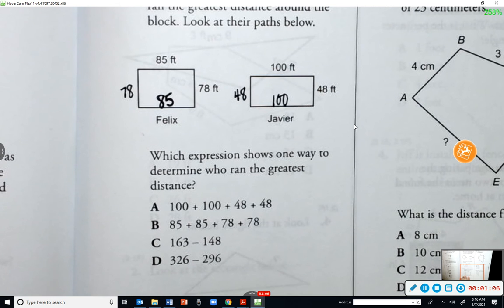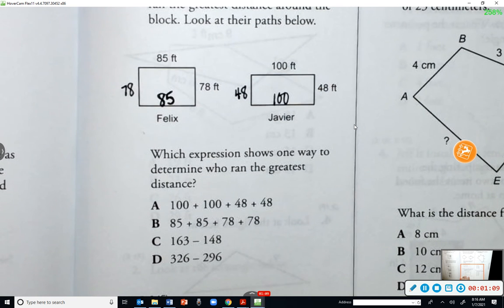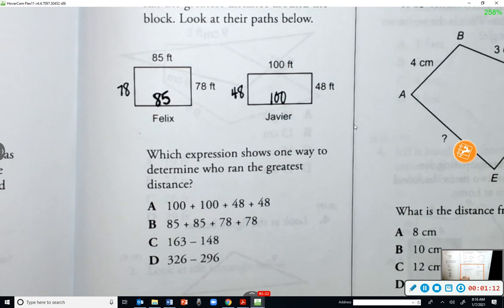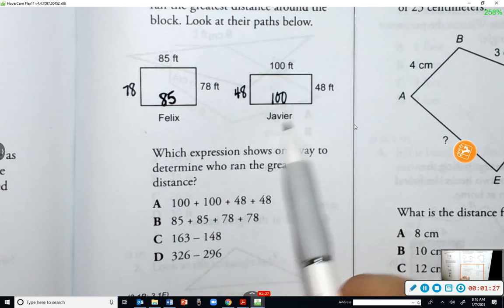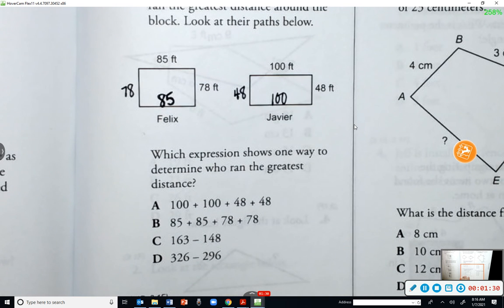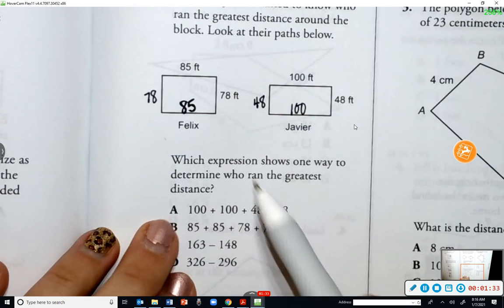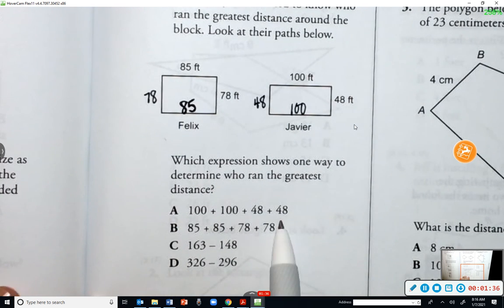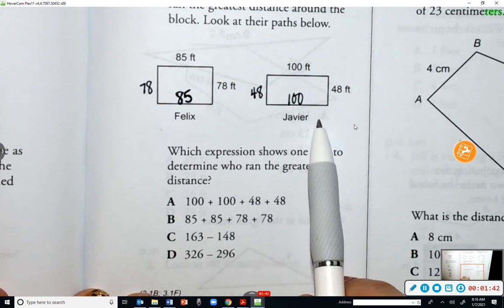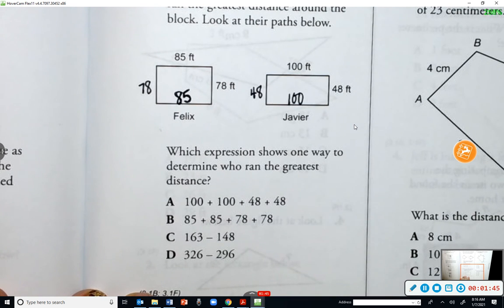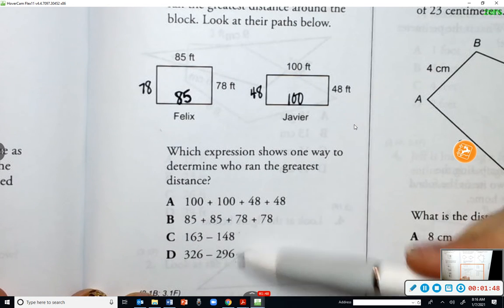Okay, everybody got that so far? Now what would you do next? If you need to determine who ran the greatest distance, what would you do next, Allie? Add them and subtract them. Very good. So you're going to add Felix's numbers up, Javier's numbers up, and then subtract them? Yes. Very good. Let's go ahead and do that, because I don't see any answer choice that says what Allie said. I don't see them adding these and then subtracting, but they might have subtracted the answers. So let's see if maybe C or D looks correct.